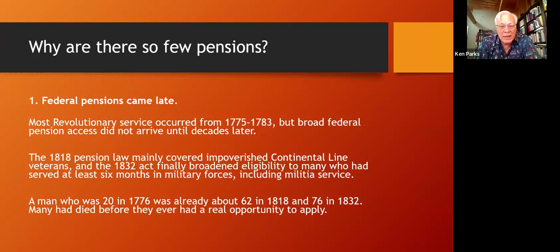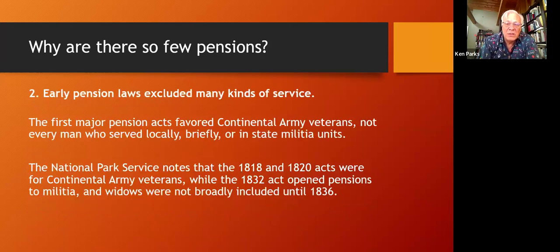And then the 1832 Act broadened that eligibility to many who had served at least 6 months in some military forces, including militia services. So you can see a man who was 20 in 1776 was already about 62 when that first pension law came into effect, and 76 in 1832. And obviously, with the average lifespan back then, many of those soldiers who would have qualified for a pension had already died. So that's one of the reasons.